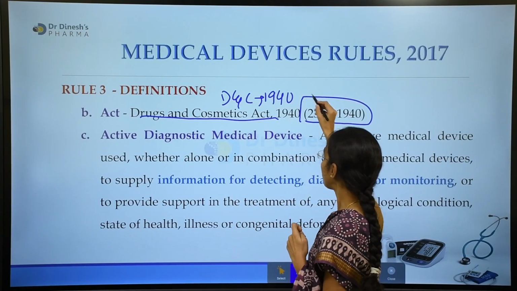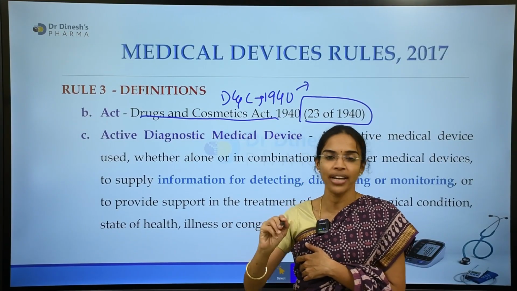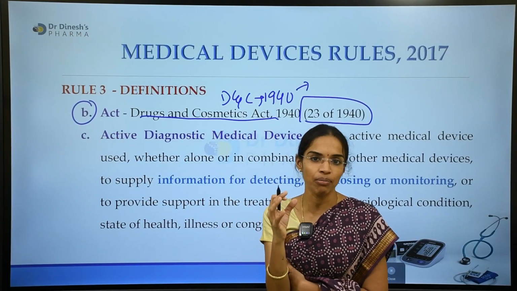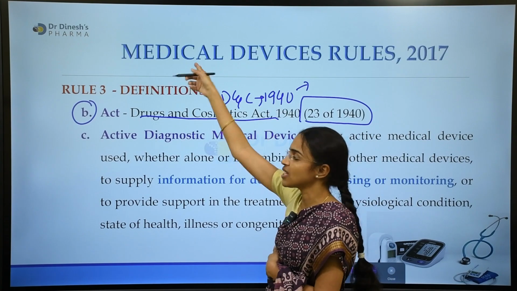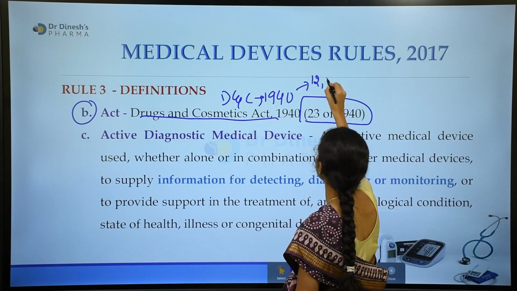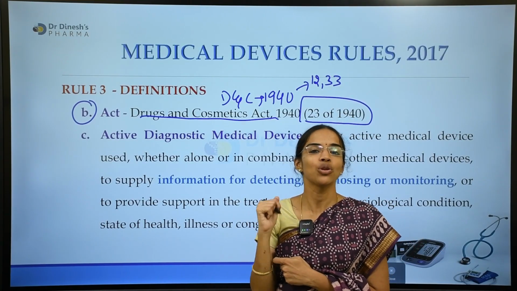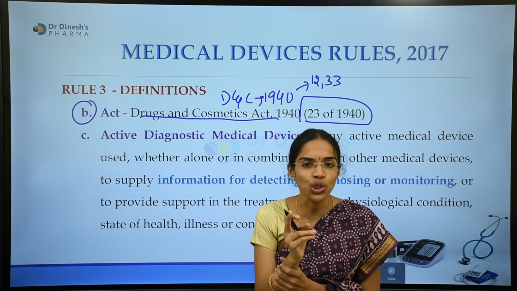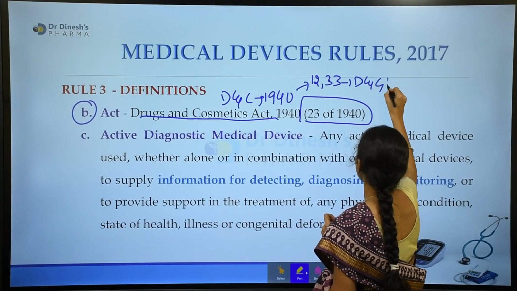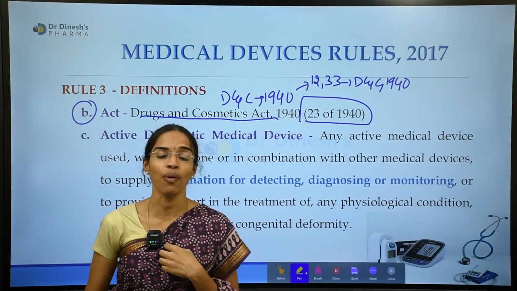Okay, and also one more important point that has to be remembered in this particular DNC Act regarding this point 3B. Regarding the 3B, one more important point is, so what all sections are covered. Okay, this MDR 2017 comes under section 12 and section 33 of the DNC Act 1940. Okay, this is a very important question.